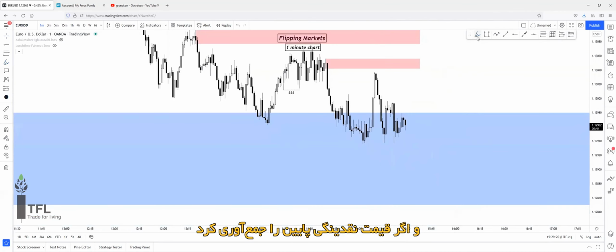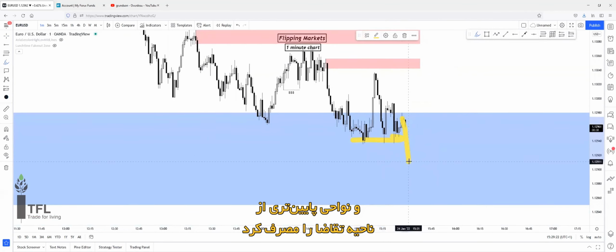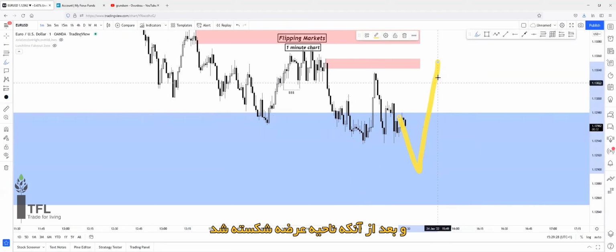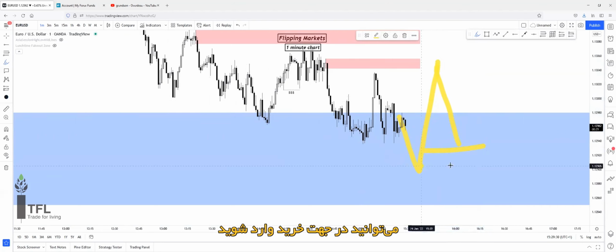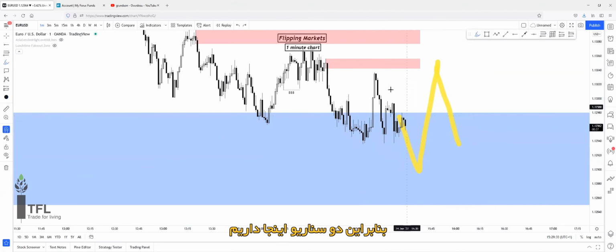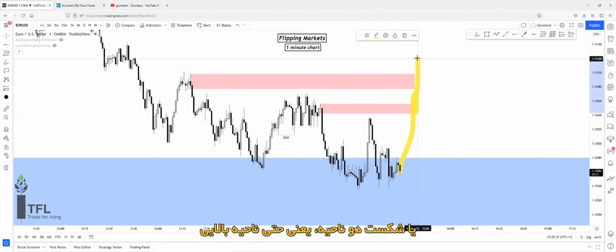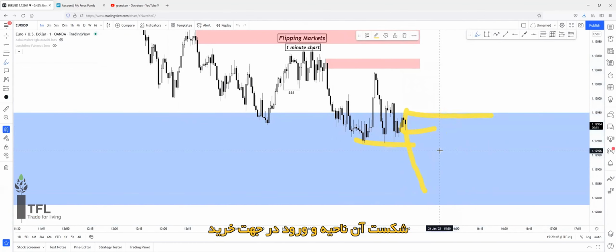If price sweeps this downside liquidity and mitigates deeper areas of this demand zone, we will have another supply zone somewhere around here. And after the supply zone breaks, you will be able to execute long trades again. So 2 scenarios right here. First one is breaking this supply zone or double supply zones, this one too. Long trade. Second scenario, sweep of the downside liquidity, another supply zone creation, break of the supply, long trade.